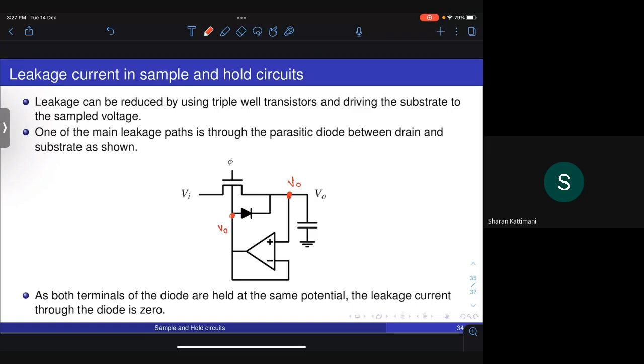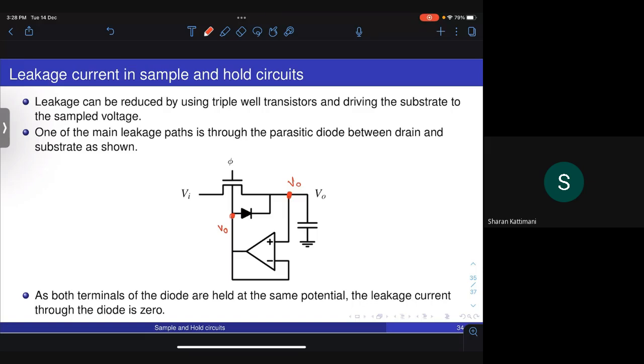Okay, if you are using a triple well transistor, or if you use a PMOS switch and connect the well to the output voltage, then what happens is you have this diode in which both the terminals are at the same voltage, therefore the leakage current will be 0. Okay, so if you set up the circuit like this, you can get very low leakage current and hold the output value for a long period of time.